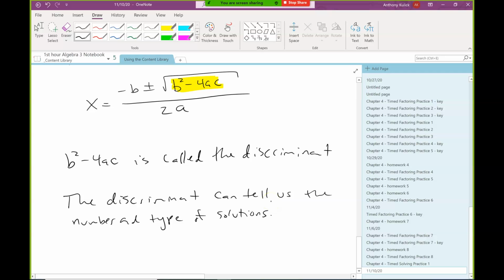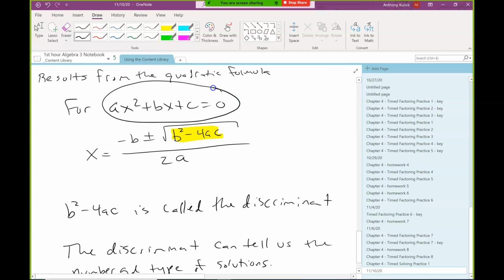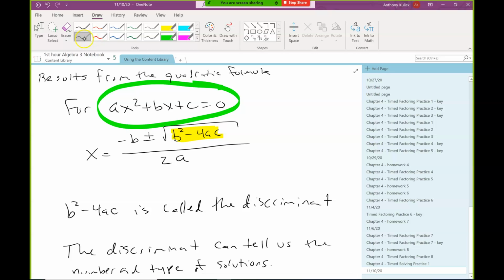So that discriminant can tell us the number of solutions and the type of solutions. There's actually 3 situations here. If the discriminant is a positive number, we're going to have 2 real solutions. When I say solutions, I mean solutions to that standard form quadratic that we're starting with, right? We're talking about solutions to this thing. That's what I mean, just to be clear.